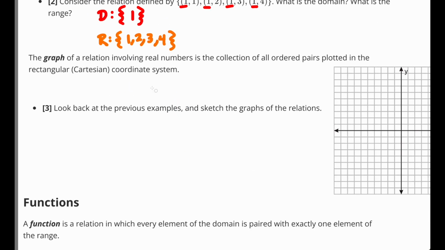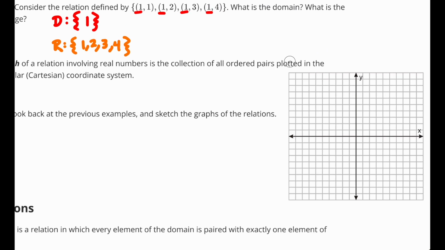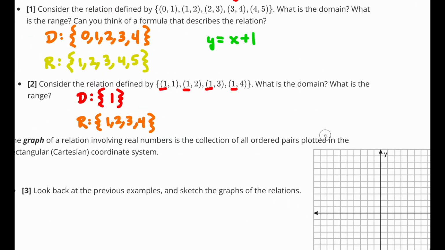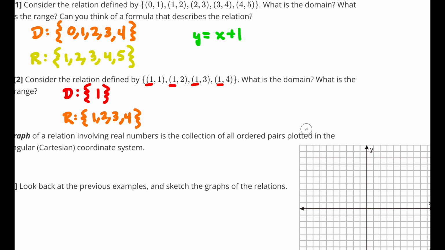The graph of a relation involves real numbers in the collection of all ordered pairs plotted in the rectangular Cartesian coordinate system. So the XY coordinate plane, where basically you can graph those onto it. And it's called a graph because you're basically taking the domain and range, those X and Y values, and making them graphical. So they just call it a graph when you actually plot the points of a relation. It says, look back at previous examples and sketch the graphs of the relations. This first one is just 0, 1, 2, 3, 4 for the domain, and then 1, 2, 3, 4, 5 for the range.